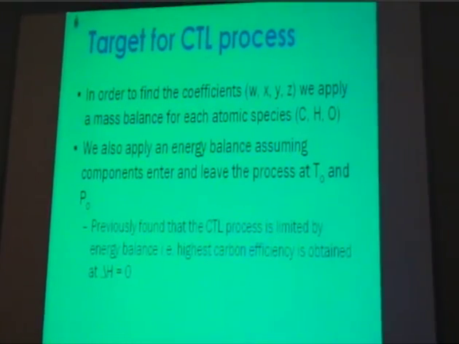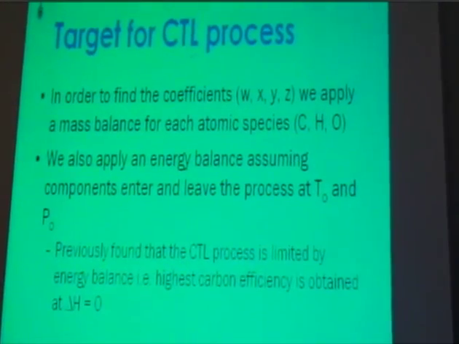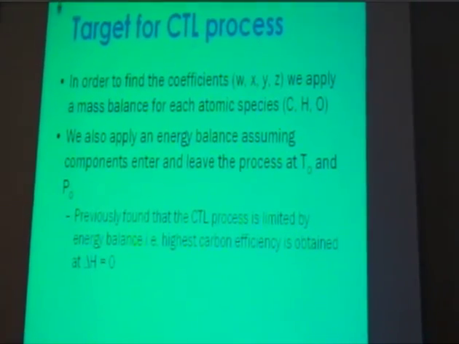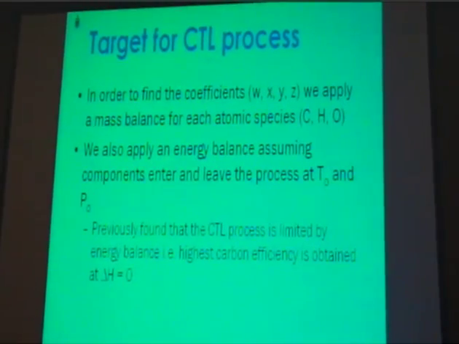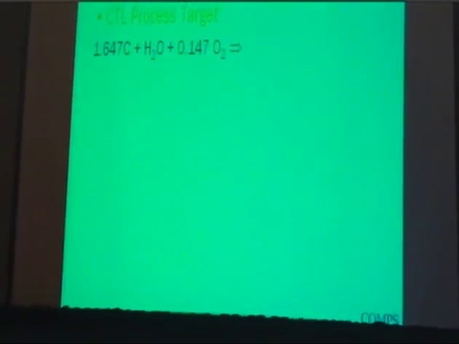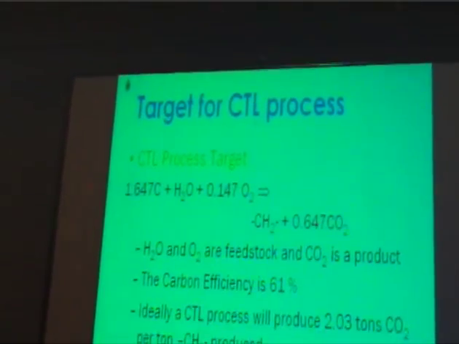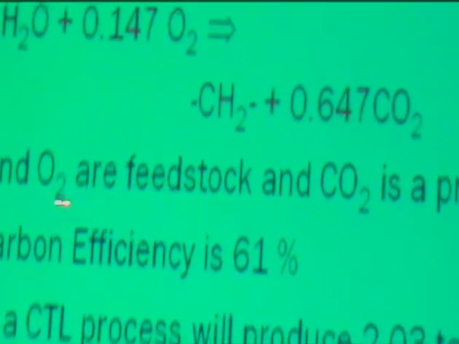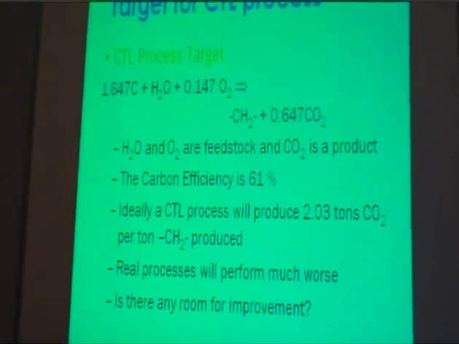Not scarcely surprising, seeing as Fischer-Tropsch is an exothermic process. So any extra heat we throw out over and above what we absolutely have to throw out in our process means we've burnt coal that we didn't need to burn in our process overall. So this gives us a target to work towards. So that target, when we solve the equation for our overall balance, gives us the following. And you'll see what this tells us here is that water and oxygen are primarily feedstocks for our process.